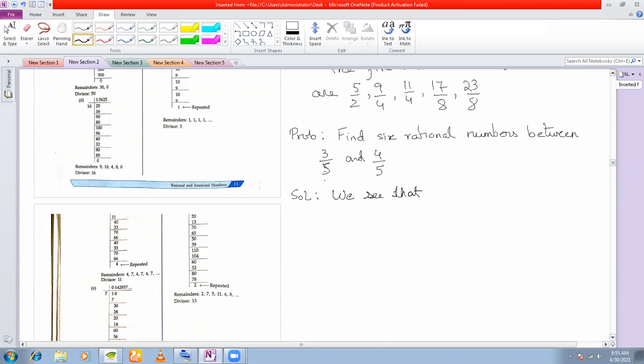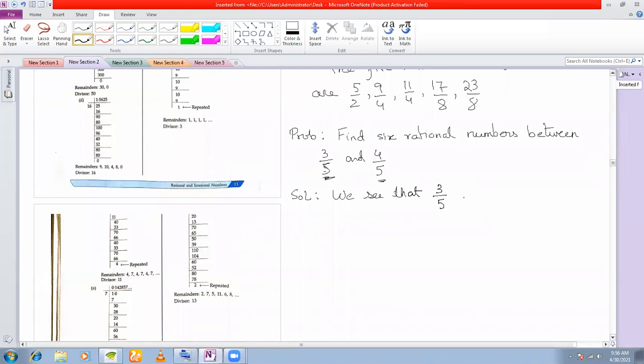Now see, if you see these two fractions, 3 by 5 has denominator 5, 4 by 5 has denominator 5. That means the denominators of both are equal. Okay, so 3 by 5. Now I want to change the denominator in such a way that the denominators of both the fractions are equal, but such that the numerators may be different and numerators should be far apart.